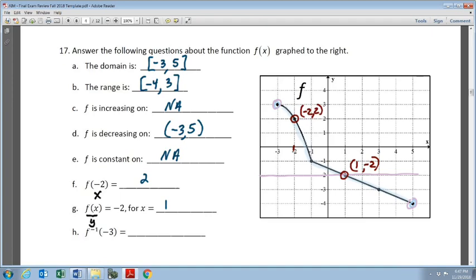In fact, you could plug the 1 in. F of 1 does equal -2. When x is 1, the height of the graph, it's down 2. That's -2.